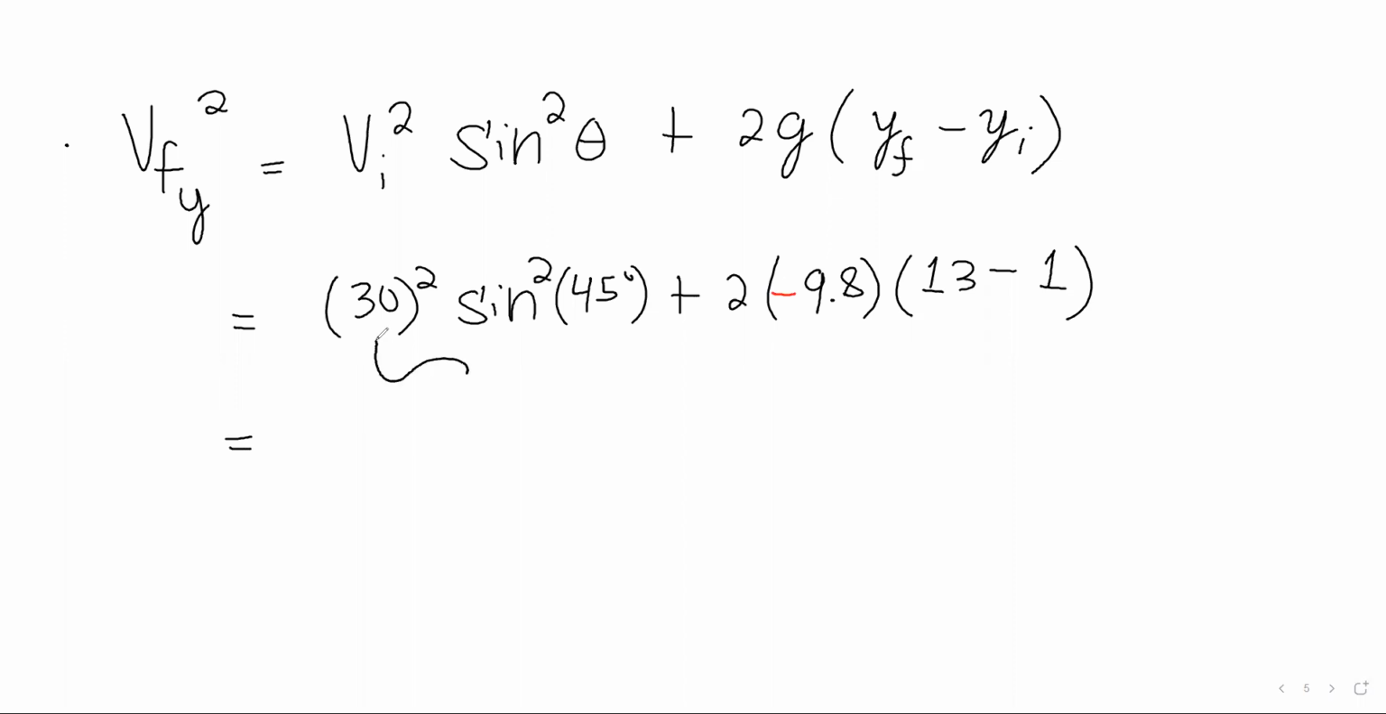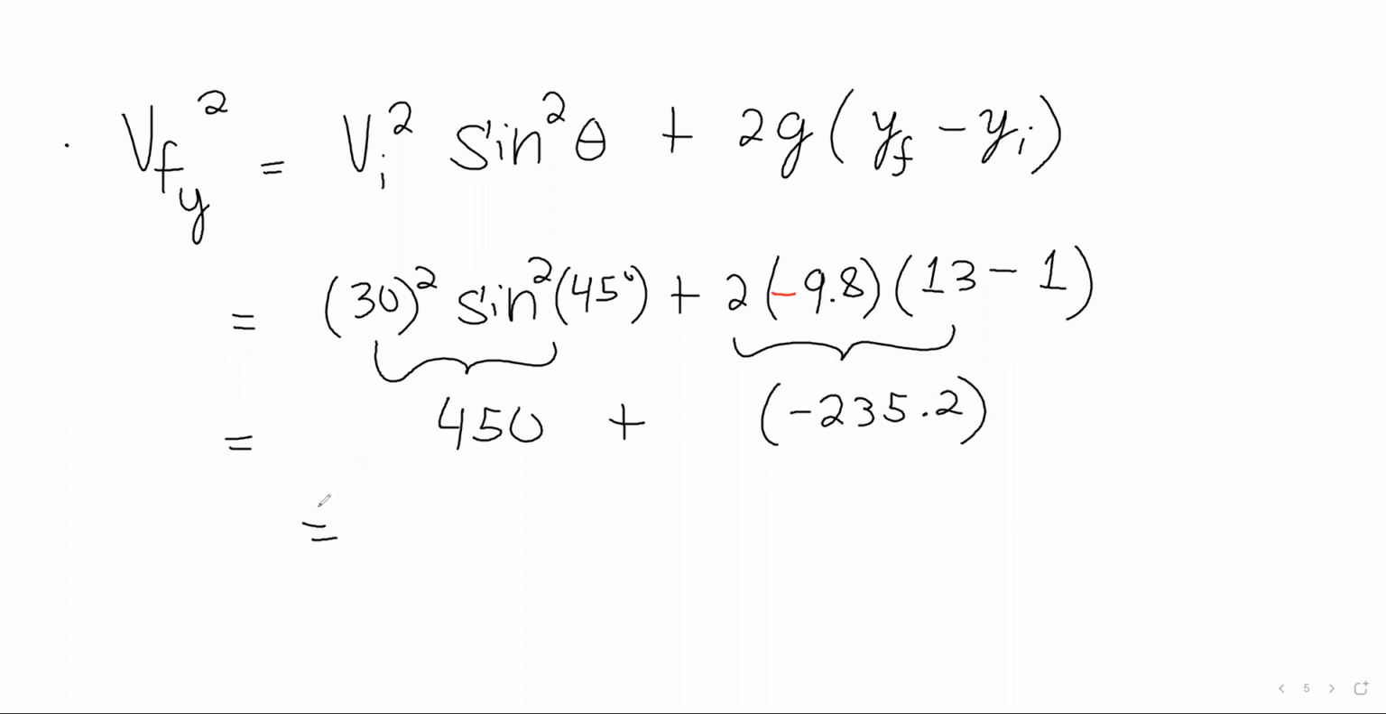And once we calculate this, we get 450 plus negative 235.2. So this gives 214.8. Oh yes, and let's remind ourselves, this is not v final. This is v final squared. So to isolate the velocity, I square root.